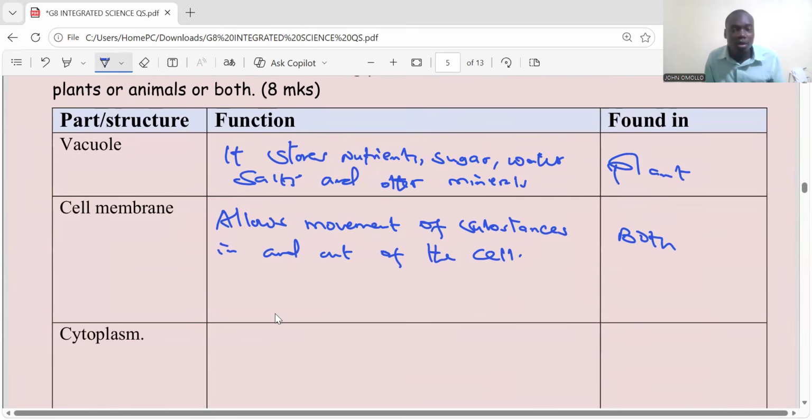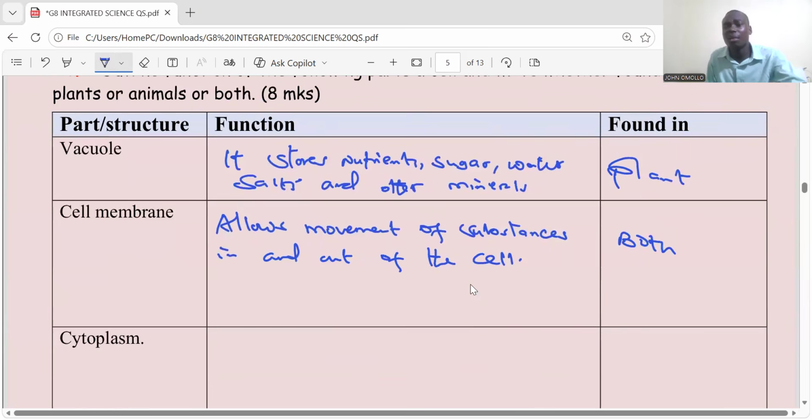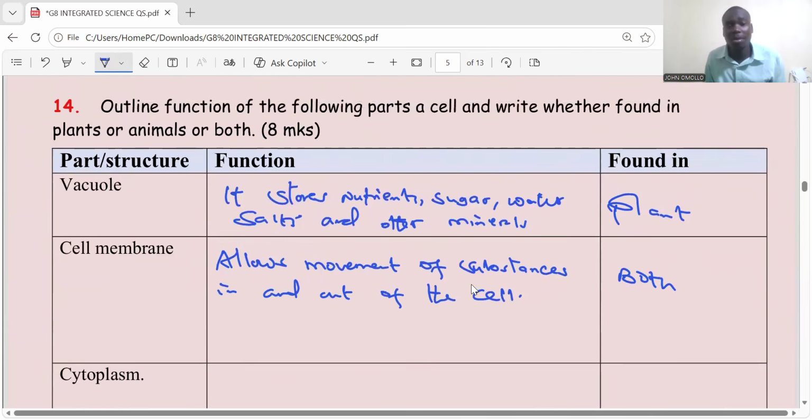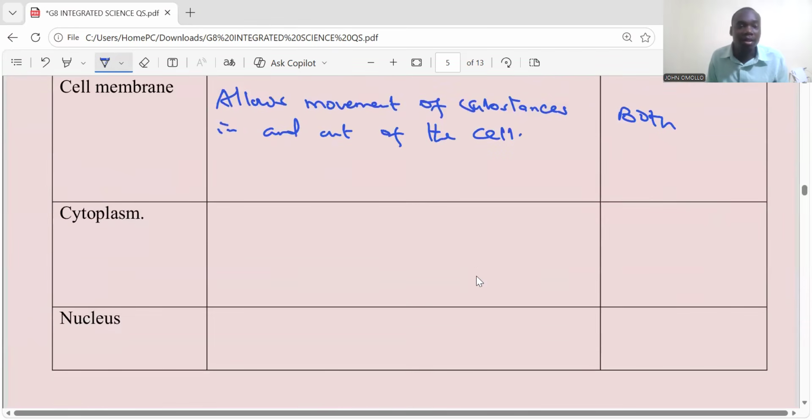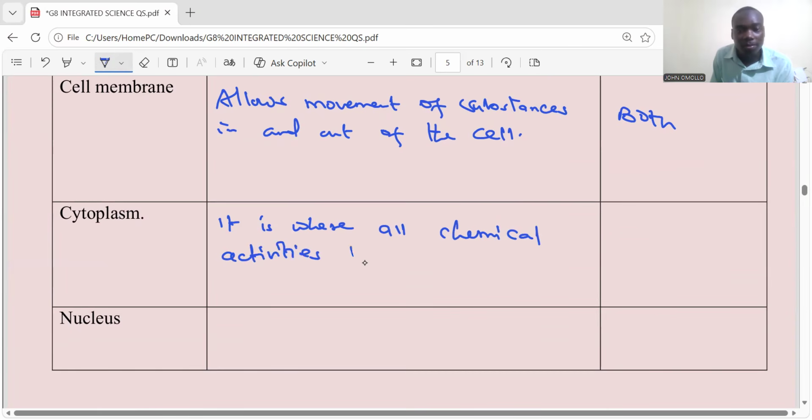Now let's move on. Sometimes the vacuole may be small. It might appear to be very, very small. In most cases, they are found in plant cells. Cytoplasm is the site where all chemical activities take place. That is where all chemical activities do what? Take place. So both have a cytoplasm.